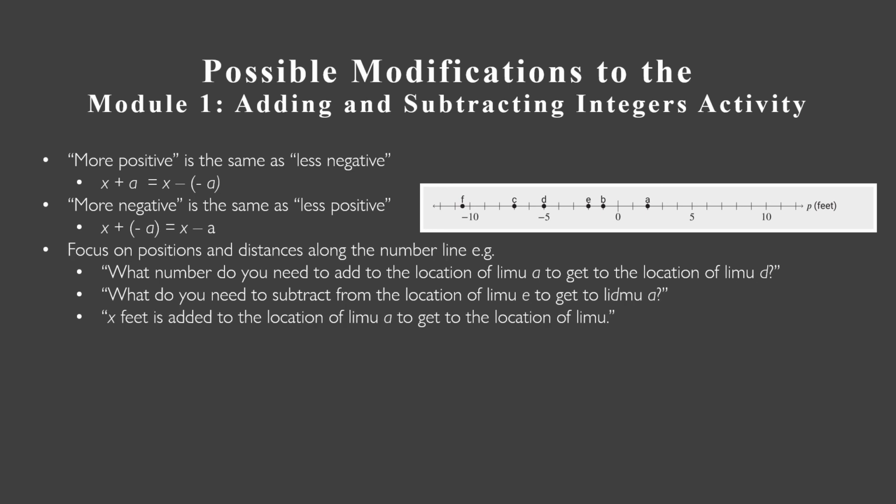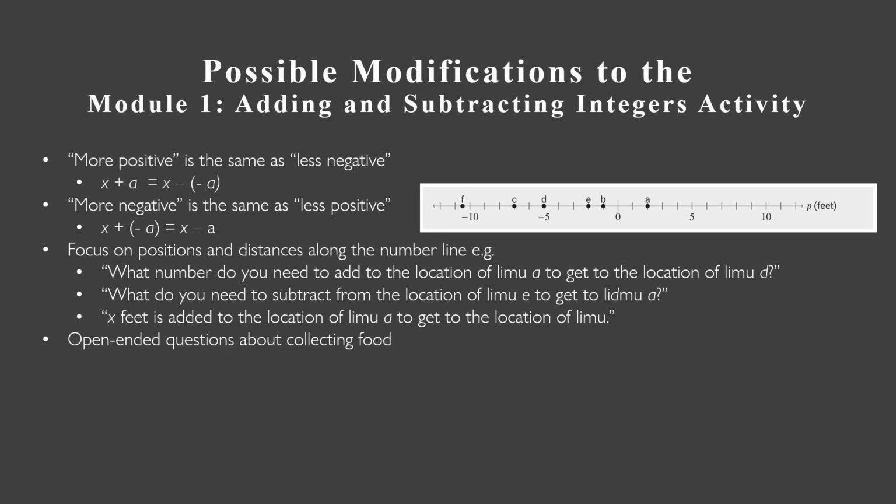If you think that your students could benefit more from exposure to algebraic thinking and want to challenge them, then you can also ask them to translate some sentences into the language of mathematics while using variables and then solve. For example, the statement x feet is added to the location of limu A to get to the location of limu D can be written as the algebraic equation 2 plus x equals negative 5.